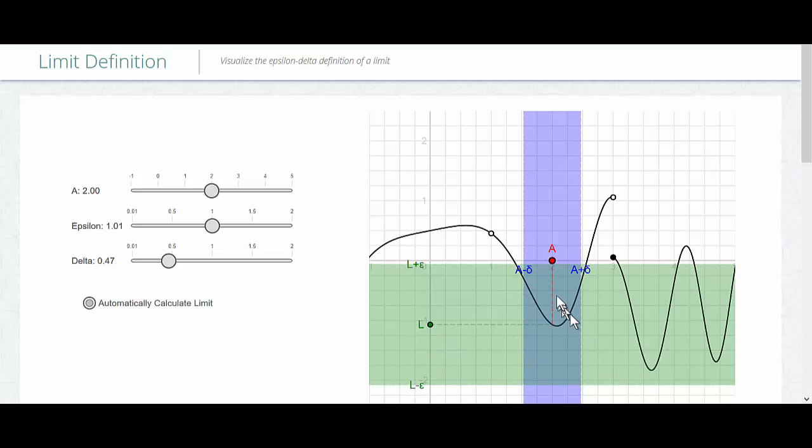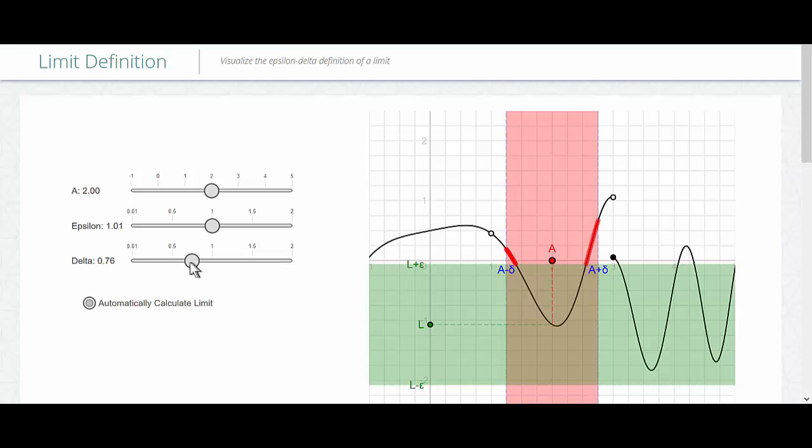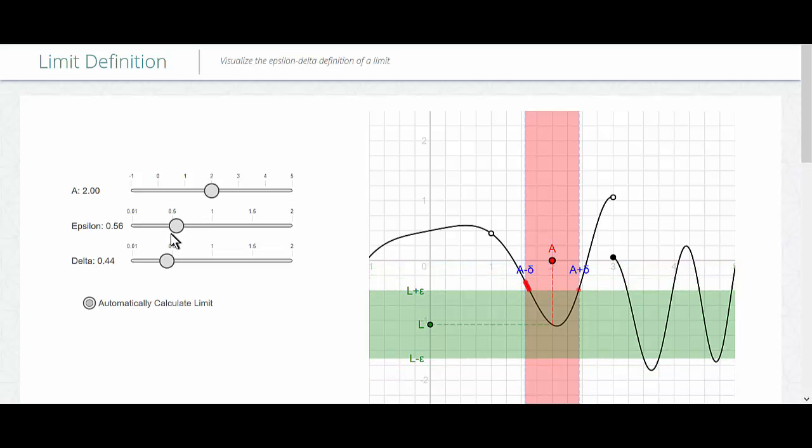Okay, so the idea is now delta, if I make delta too big, it's going to change colors. Right now delta's too big, but if I squeeze in, then we know that we're within range. So if I make epsilon smaller, now I'm out of range with my delta belt, but if I make delta smaller, then I have found a value of delta for that epsilon. If epsilon's 0.56, we need to be kind of in this range.